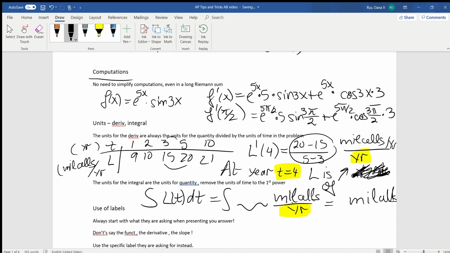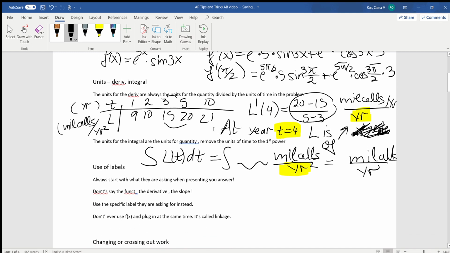So you could also have L to be measured in millions of cells per year squared, and then here you're going to get millions of cells per year. You see that? That's the game of the units. Use of labels. Yes, always, if you're not labeled in the problem, always tell your grader what you're calculating, okay?